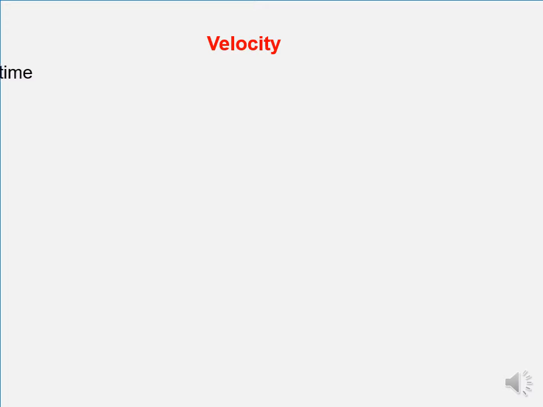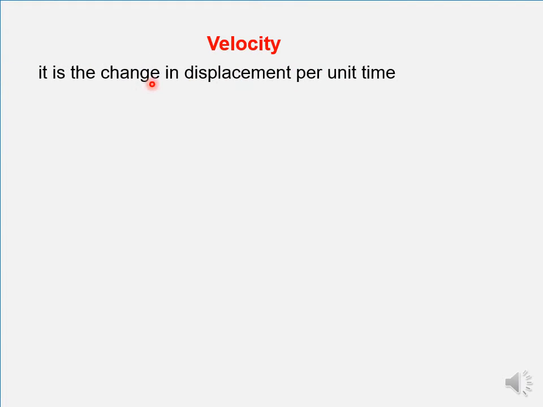Velocity. It is the change in displacement of the object per unit time. Per unit time means rate. So it is the rate of change in displacement.